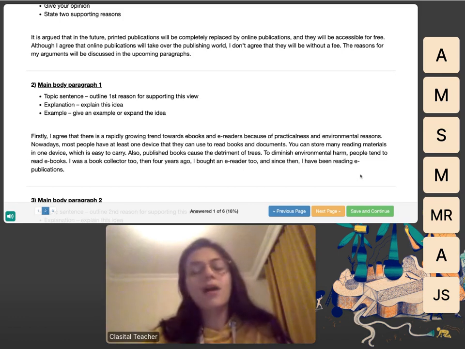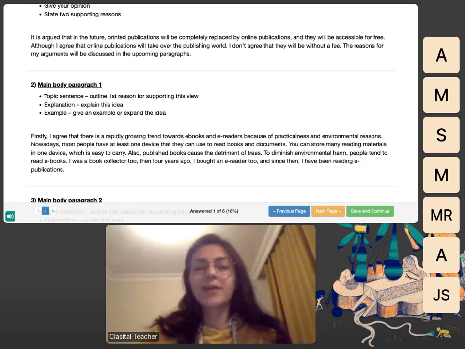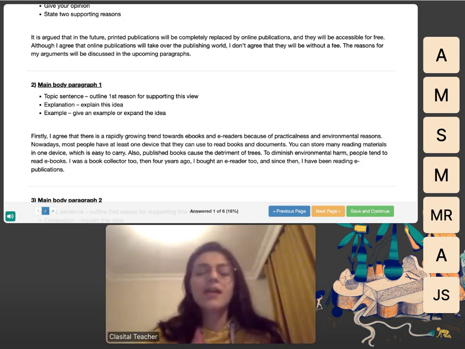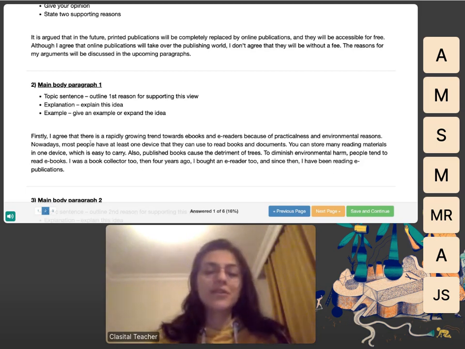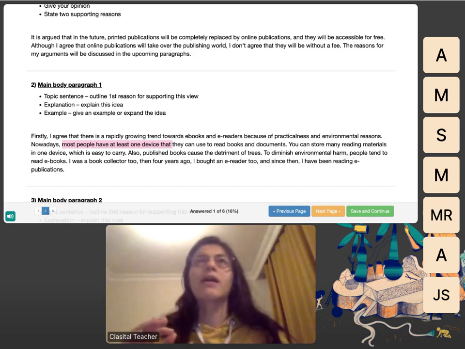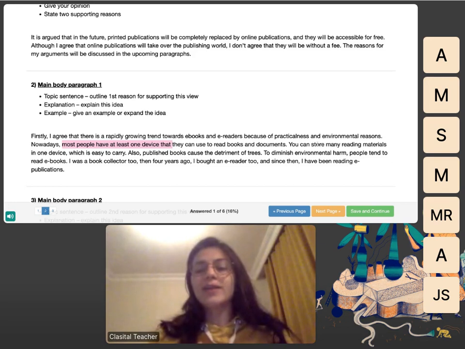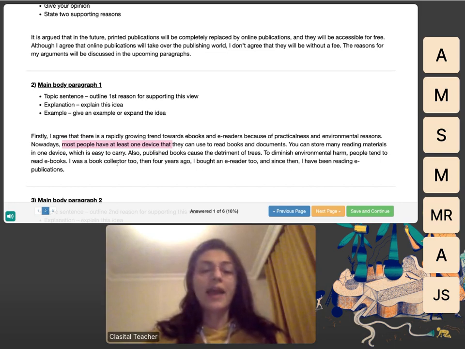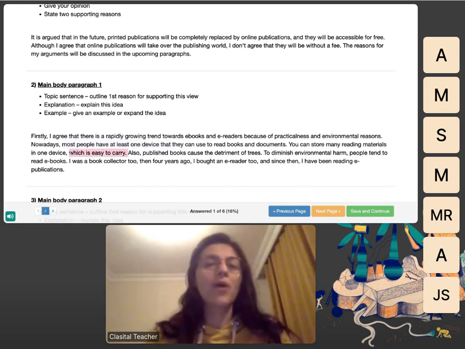I agree. I bought an e-reader and stuff like that. And what's also good about this body paragraph is that it has a lot of details about two of the reasons. So, for example, in the first one, it says most people have at least one device that they can use to read books and documents. So, we're giving details. They have those devices to use for reading. And we also say we can store many reading materials in one device and it's easy to carry. So we kind of support our idea of practicalness, right?